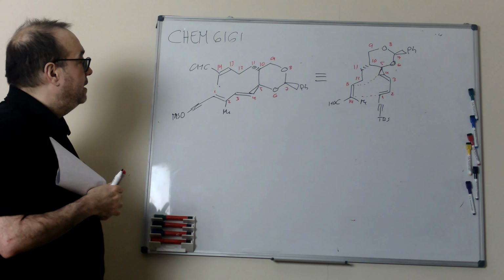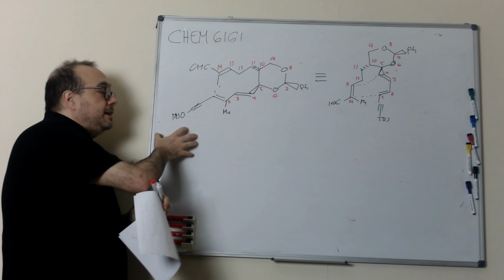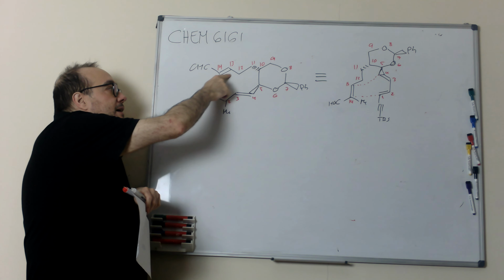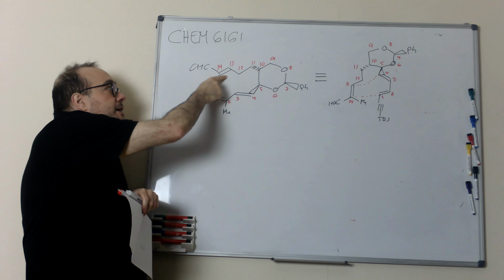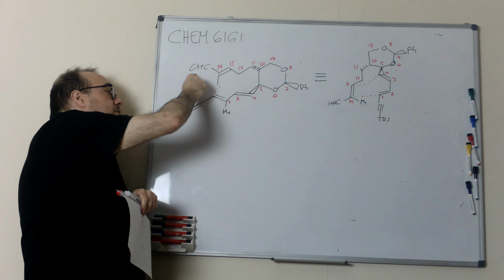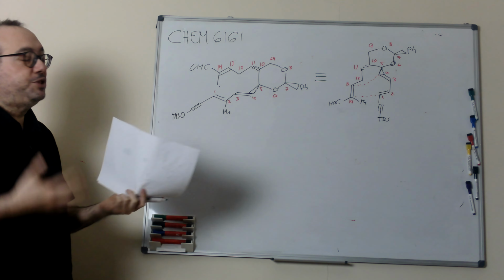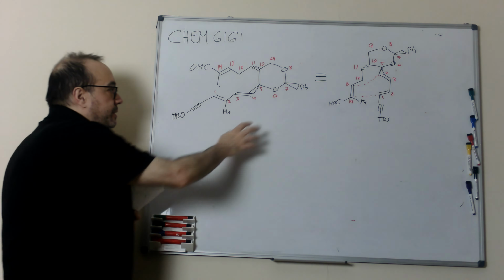I wrote here the starting material, and what I did is to numerate all the structure in order to facilitate then the job. Basically, we have here a dienophile that is electron poor, and here we have the diene. First thing that we need to do is to draw it a little bit more properly to see how it's going on the reaction. I draw it in this way.